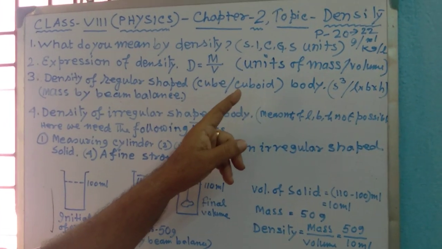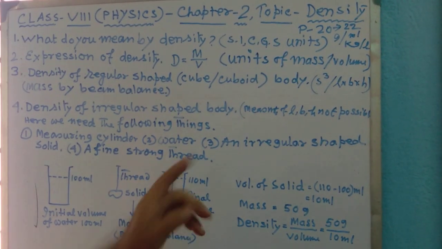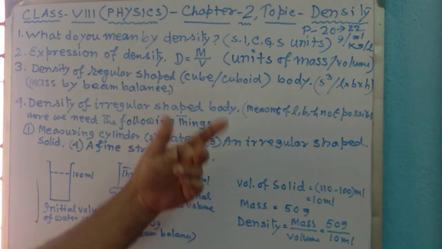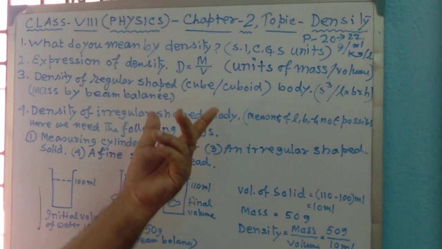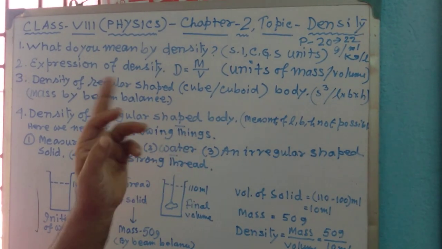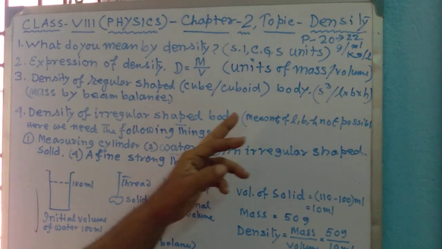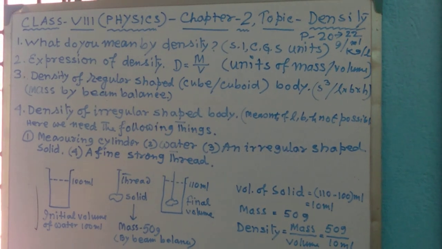For a cuboid also, the volume can be calculated as length into breadth into height. At the same time, we will measure the mass of the cuboid. So density can be calculated as mass by volume. Whatever unit you are using for mass, whether kilogram or gram, and for volume, meter cube or centimeter cube, accordingly your unit will be. But remember, always the SI unit of density is kilogram per meter cube.